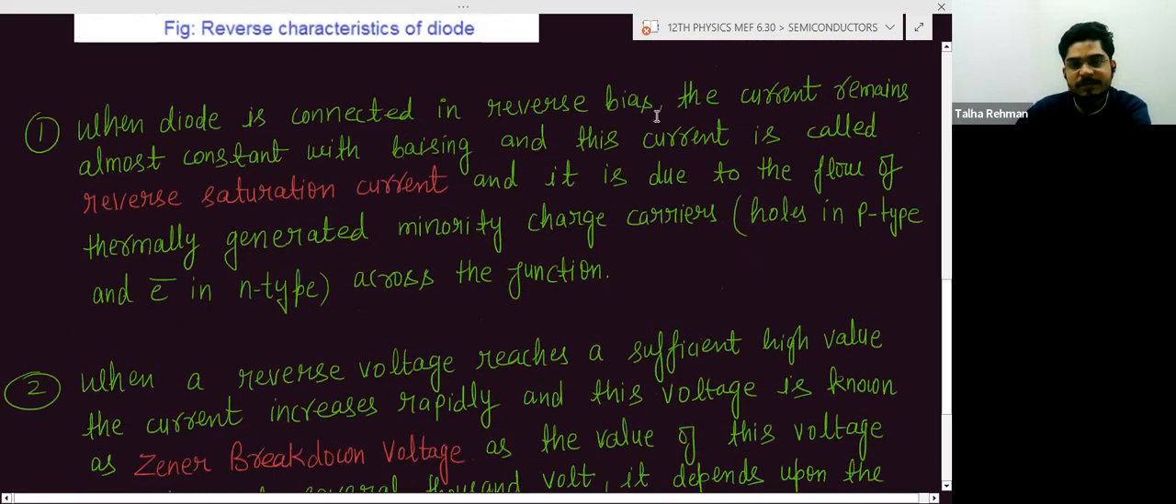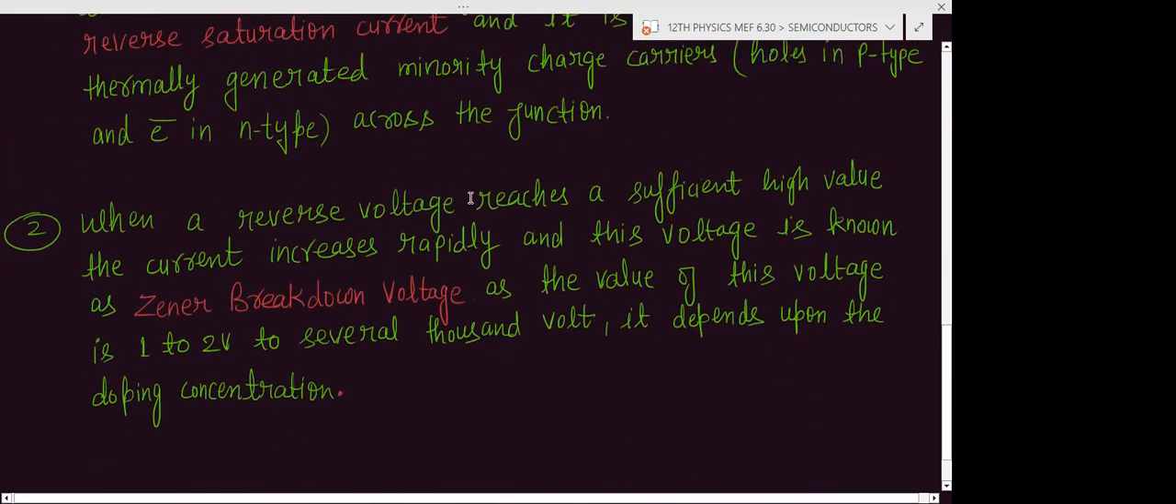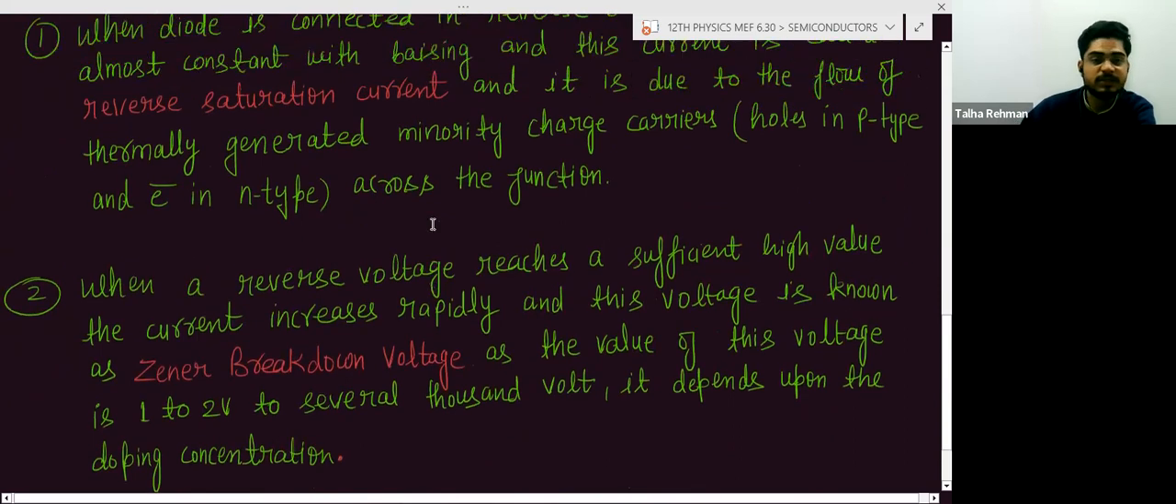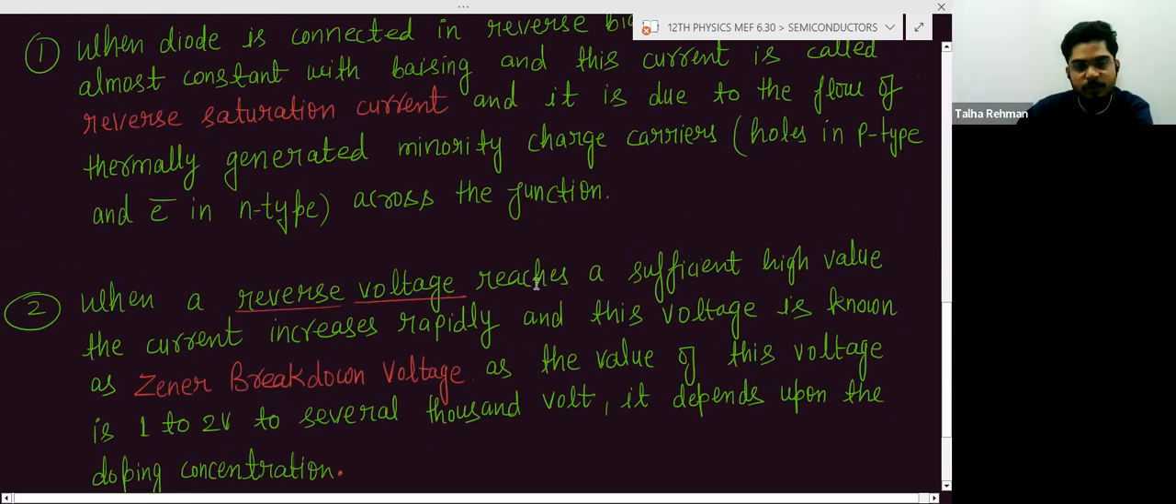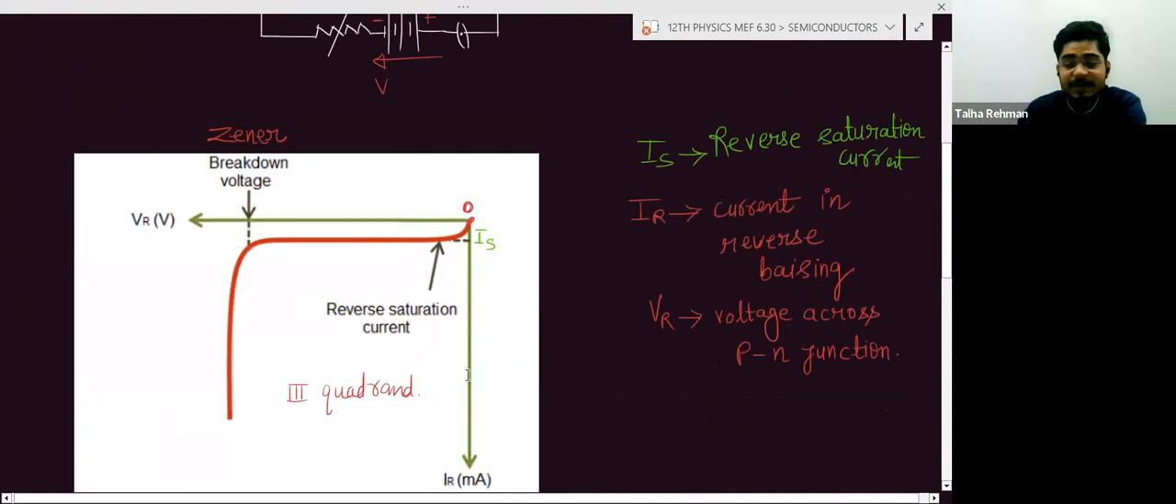So when a diode is connected in reverse bias, the current remains almost constant with biasing, and this current is called the reverse saturation current. It is due to the flow of thermally generated minority charge carriers, holes in p type and electrons in n type, across the junction. When a reverse voltage reaches a sufficiently high value, the current increases rapidly, and this voltage is known as the Zener breakdown voltage.